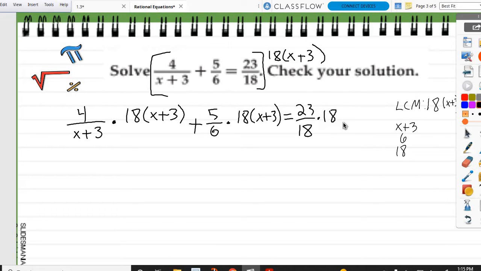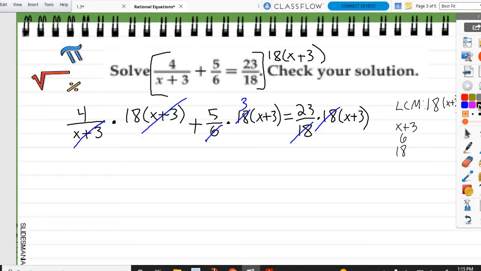Times 18 times x plus 3. So on my first fraction, what reduces here? The x plus 3. On my second one, what reduces? 6 goes into 18 3 times. And then on my last one, my 18s reduce.